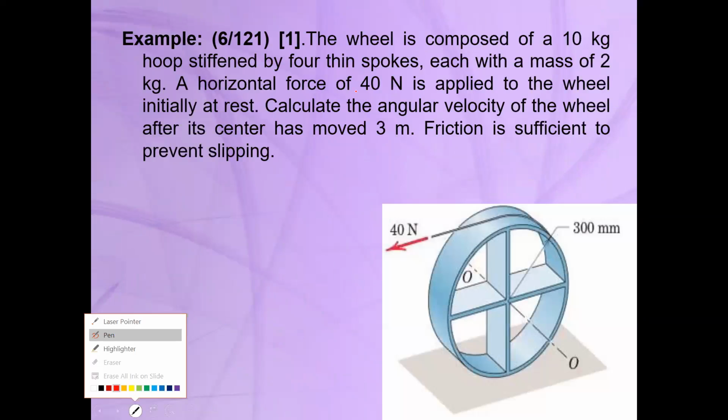Okay, we continue with this example. We have a wheel composed of a 10-kilogram hoop stiffened by 4 thin spokes. So we have this hoop, its mass is 10 kilogram. We have 4 spokes to stiffen this hoop. Each of these spokes has a mass of 2 kilogram. A horizontal force of 40 Newton is applied to the wheel.